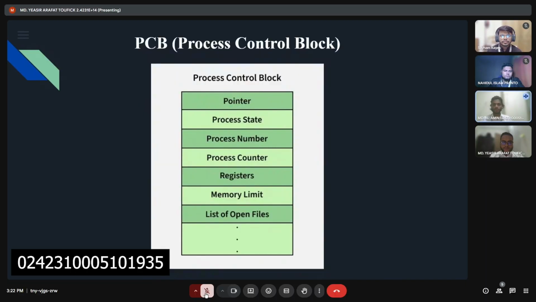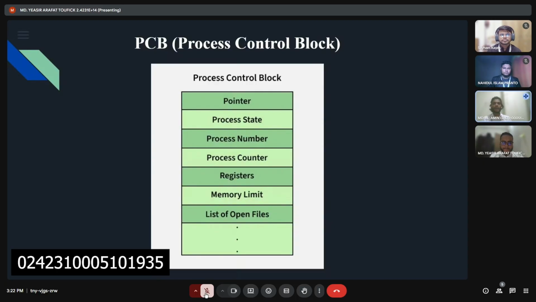Now, talking about the PCB, the process control block. Here we know that a process is represented in the operating system by a special data structure called the process control block, or PCB. It is the identity card of the process, and it contains all the essential information the operating system needs to manage the process from the starting state to the terminated state, new to terminated.